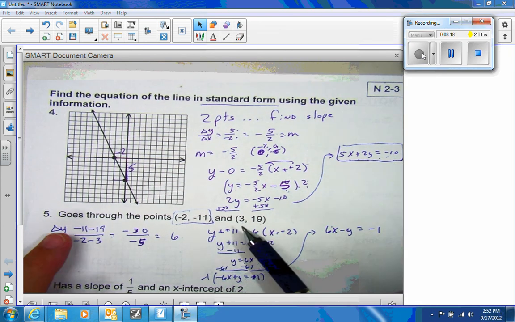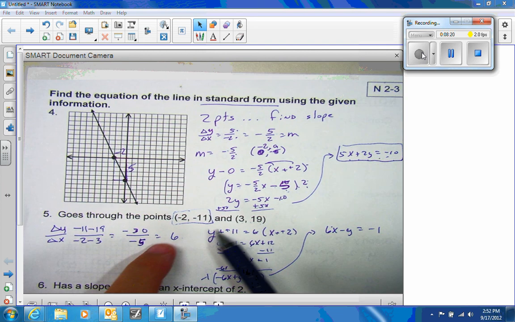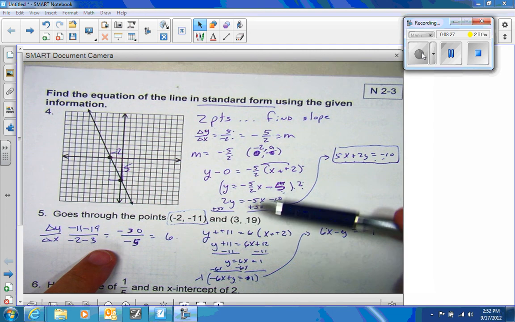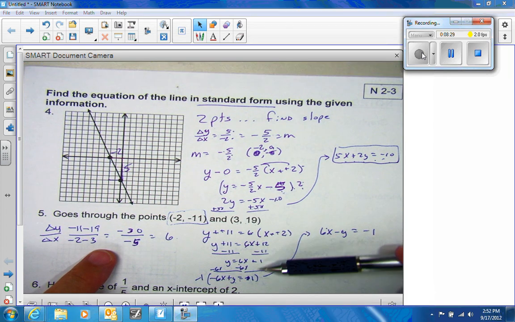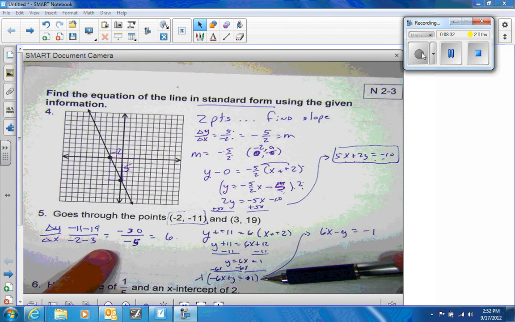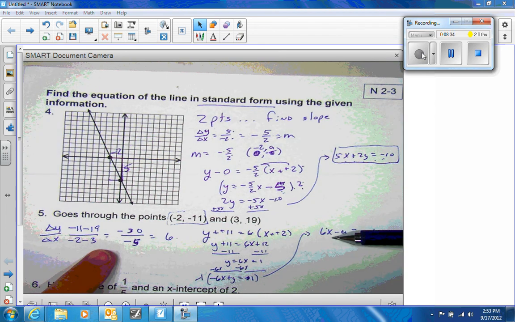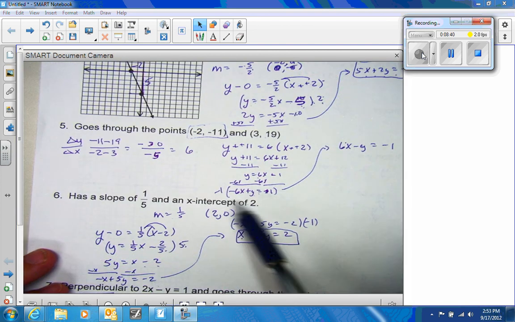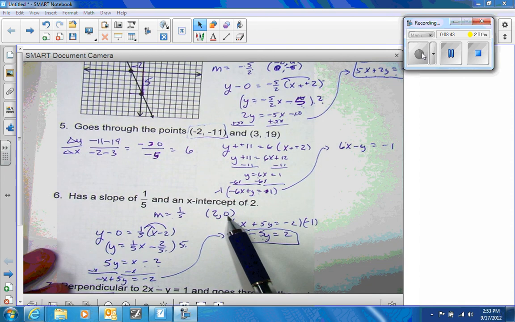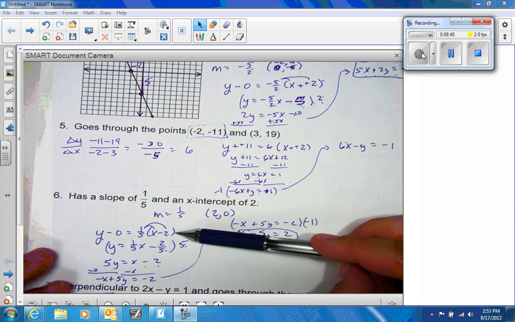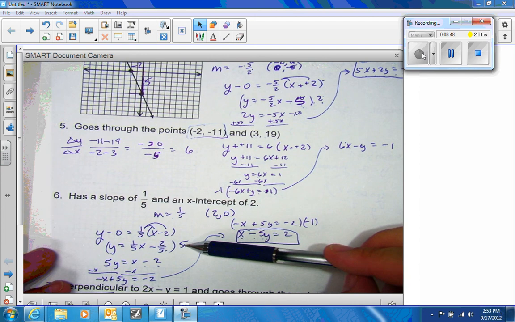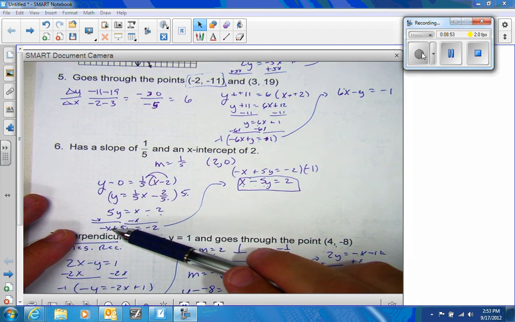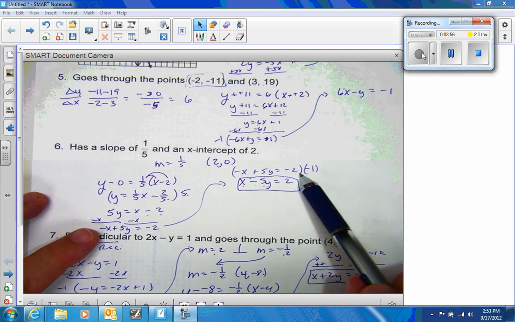Number 5, you're only given 2 points, so what can you do? Well, you can do change in y over change in x and find the slope. Once you do that, you use point slope form again to solve for y, and then move the x over, and then multiply everything by -1 in order to get 6x minus y equals -1. Number 6, you're given a slope and an intercept. Remember, x-intercept is the coordinate point (2, 0). So again, point slope form, solve for y, get rid of the denominator by multiplying everything by 5, and then make sure you get x and y on the same side, and then multiply everything by -1.